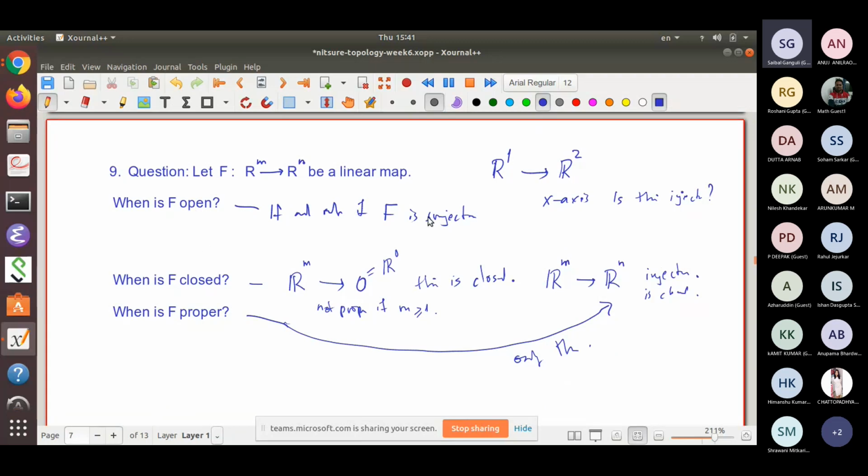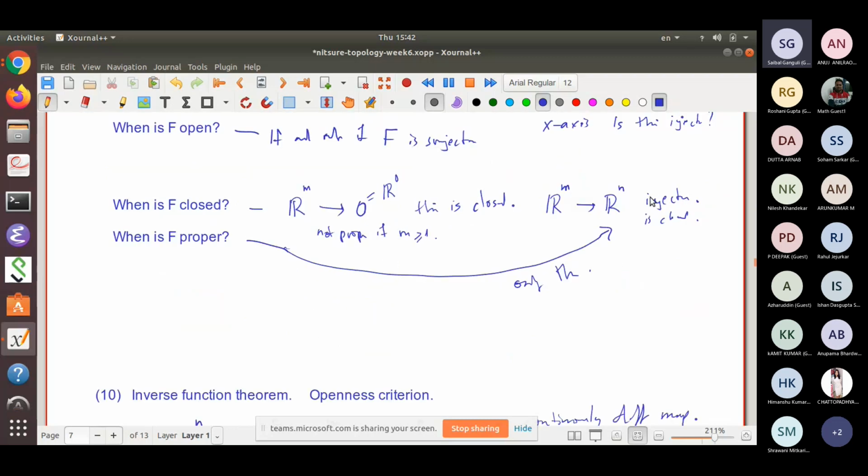So it's open if and only if it is surjective. Closed, well, if it's an injection, then it is closed, and there's one extra special case. Any vector space mapping to the zero vector space, the one point vector space, is a closed map. Otherwise, injections are the other closed ones. When is f proper? Closed injections, closed embeddings, are proper. We have already seen that. And this is not proper if m is greater than or equal to 1.